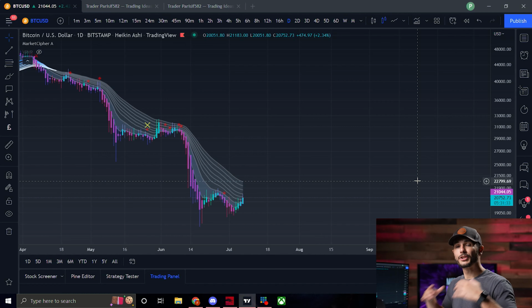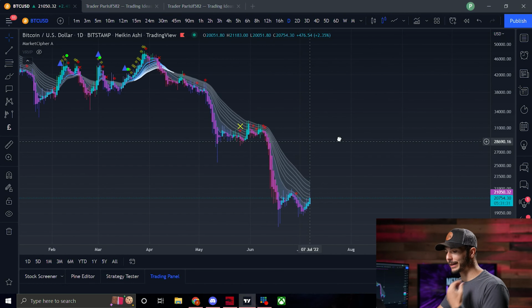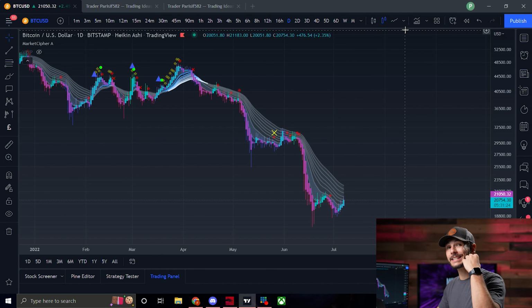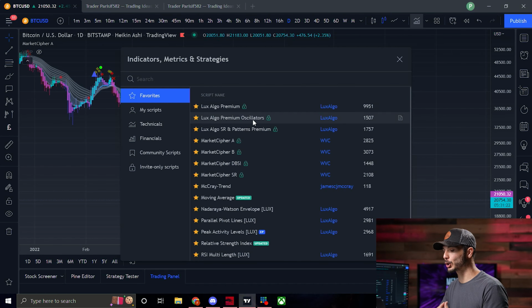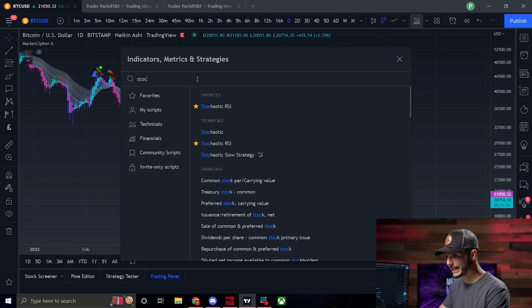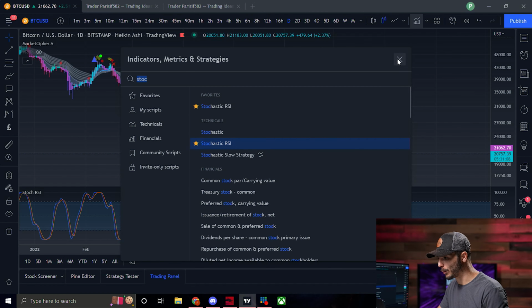Let's get into it. So here we are on the Bitcoin daily chart. Now, to add the Stochastic RSI to your chart, you're going to want to go to your indicators button right here, click on it, and type in STOC. You start typing it and you'll see it pops up right here. I have it favorited, but if you don't, it'll pop up right here. Stochastic RSI, go ahead and click that one time.